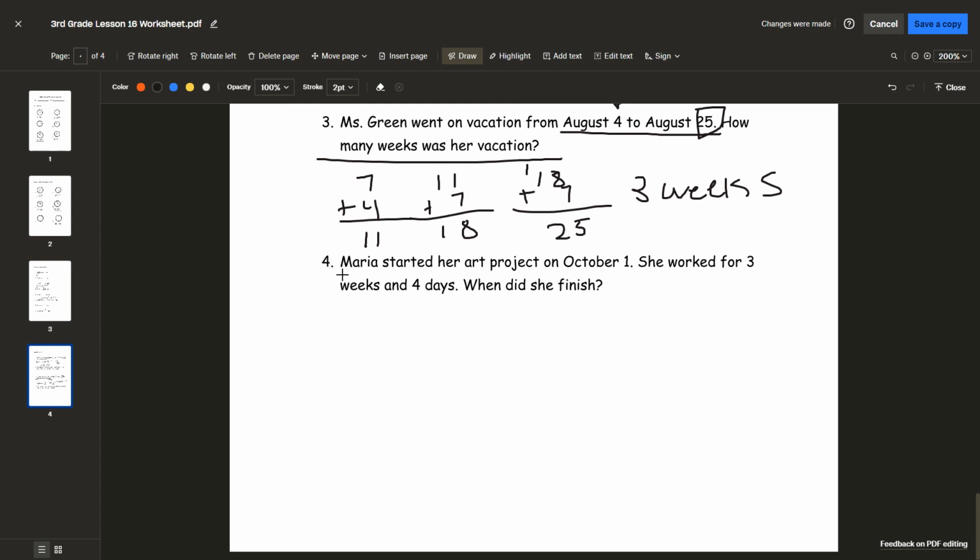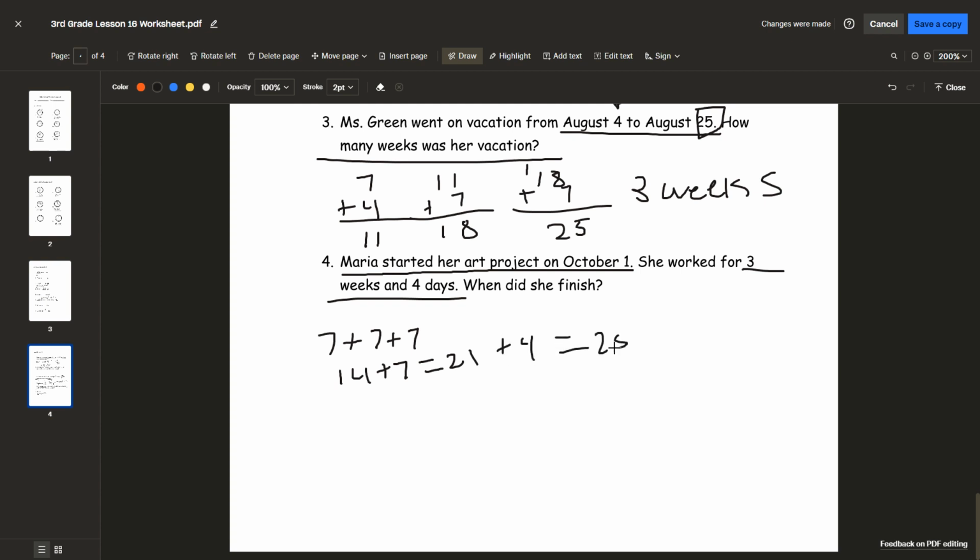And on number 4, Maria started her art project on October 1st. She worked for 3 weeks and 4 days. So we know that there's 7 days in 1 week. So we can write 3 weeks, which is 1, 2, 3. 7 plus 7 equals 14, plus 7 equals 21, plus 4 days equals 25. And if we add 25 to October 1st, 25 plus 1, we get 26, which equals October 26.